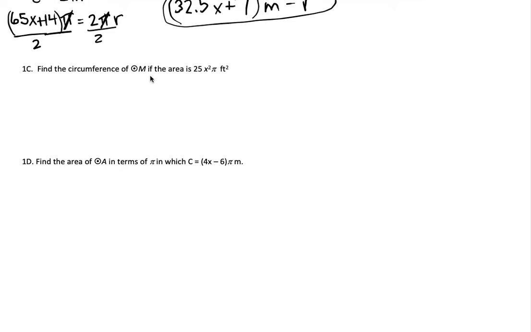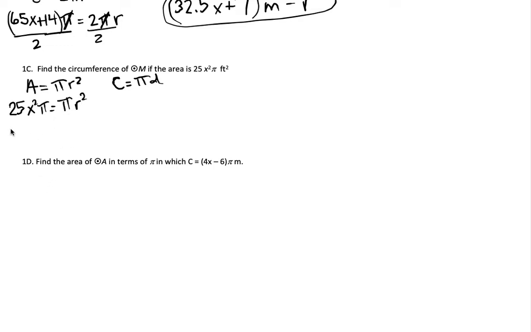1c, it says find the circumference if the area is this. Okay, so this is a little bit more investigative work. So you know your area, which is pi r squared, and we need to know the circumference, which is going to be pi times diameter. So what we need to know is the diameter, or once we find the radius, we'll know the diameter. So let's take this information and find the radius. So our area is 25x squared pi, and that equals pi r squared.